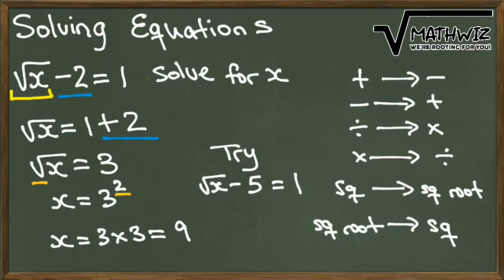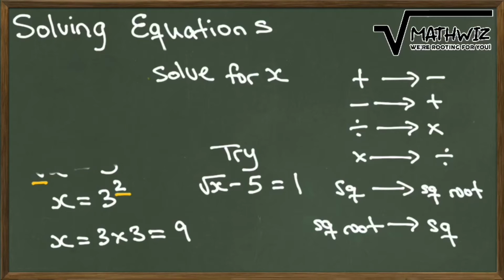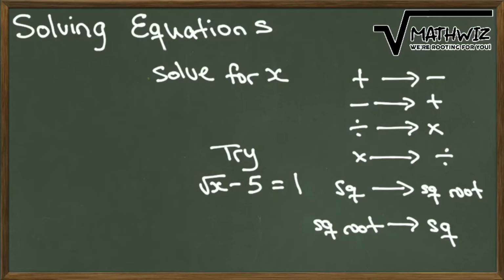Okay, so you can go ahead, try that question. You can press pause, go ahead and work it, and then you can press play to receive the solution. So we have the square root of x minus 5 is equal to 1.